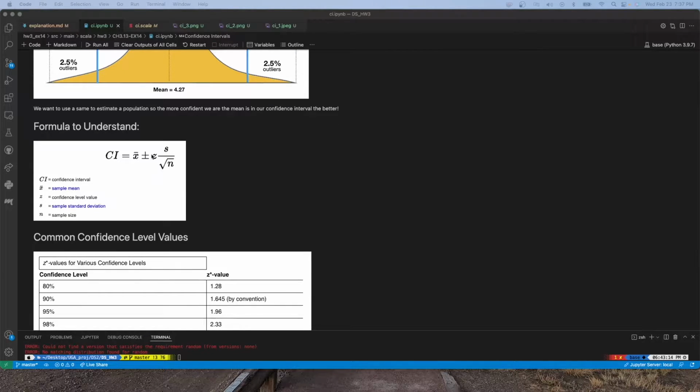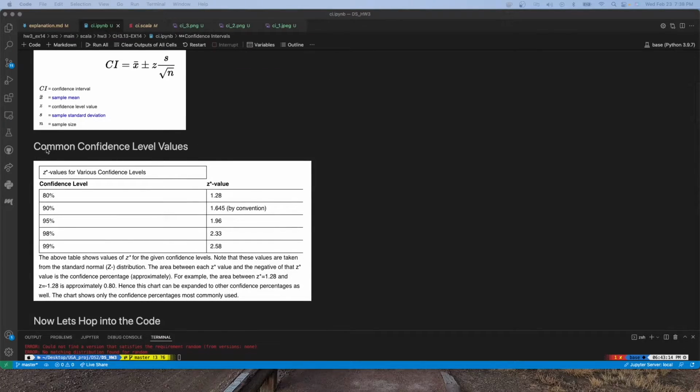Right, and then we need the sample standard deviation, and we need the sample size. And so it's this z-score, or this confidence level value, times the sample standard deviation over the square root of the sample size. And then that's going to be plus or minus the sample mean. And if you think about it, that's going to give us our lower bound and our upper bound.